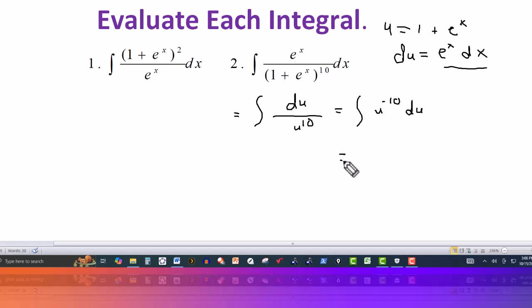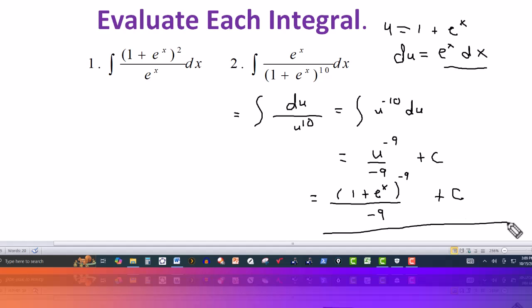Now it's simple integration with respect to u. So u to the negative 10, we add 1 to that exponent, that gives me a negative 9, and then we divide by that. So we get that. Then it's plus the constant of integration. And then we go back to the original variable. Replace the u by 1 plus e to the x, and that's taken to the negative 9 power, and that's divided by negative 9. And you've got the constant of integration.